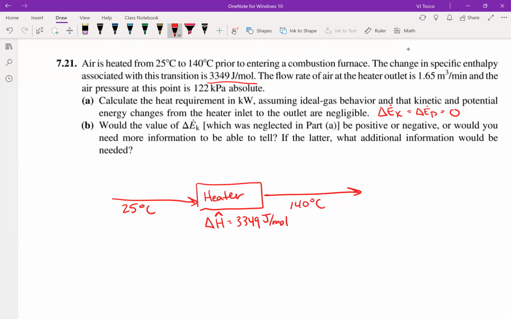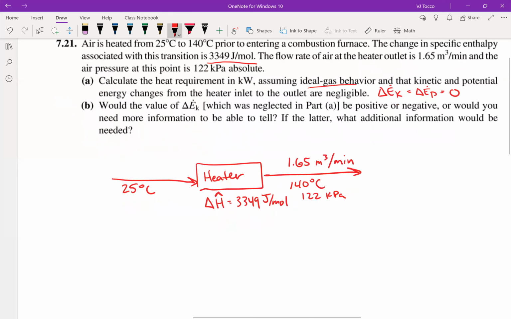All right, what else do we have here? We have the flow rate of air at the heater. So we have an extensive variable. Therefore, we cannot set a basis. I have a volumetric flow rate, and I have a pressure, 122 kPa. So given that I have a volumetric flow rate, a temperature, and a pressure for the outlet stream, I can use the ideal gas law, and the problem tells me to assume ideal gas behavior, in order to figure out what the flow rate of the exit stream is.